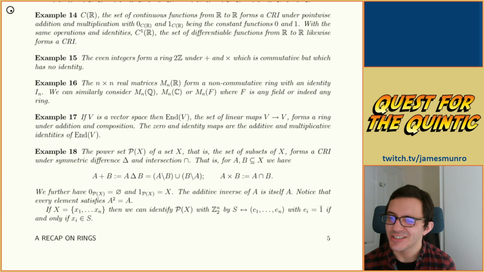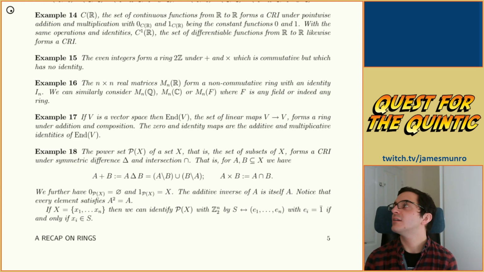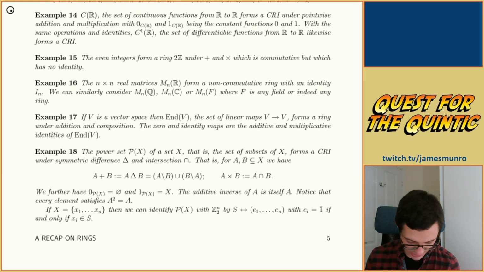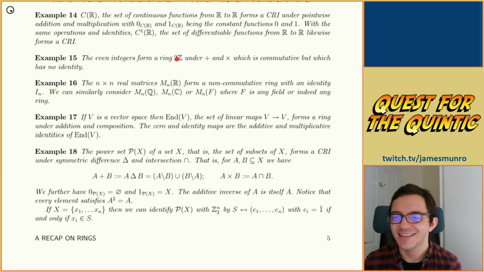Pointwise addition and multiplication. Oh gosh, okay. So then there's a zero function. Anyway, even numbers has no identity. Oh, what? Okay. So how do these work?